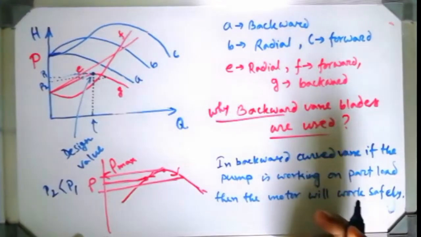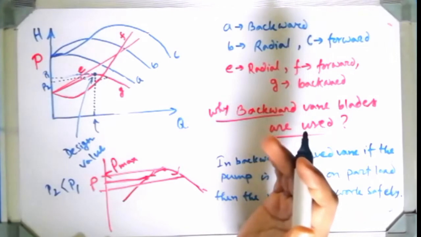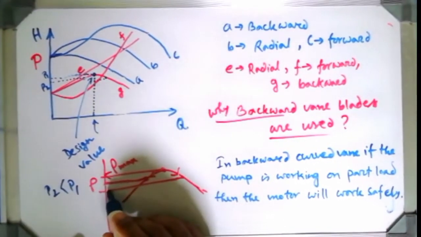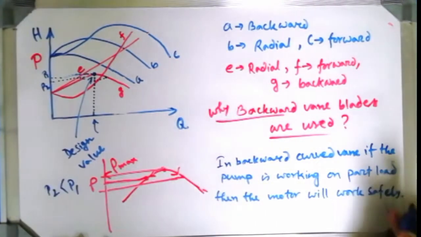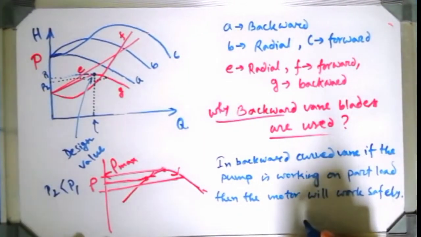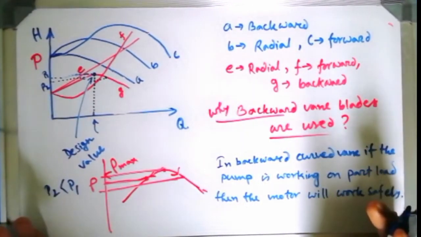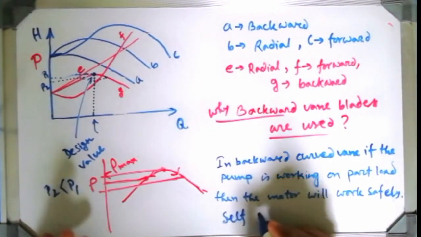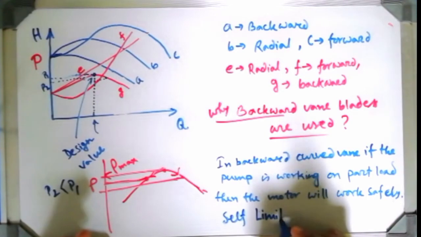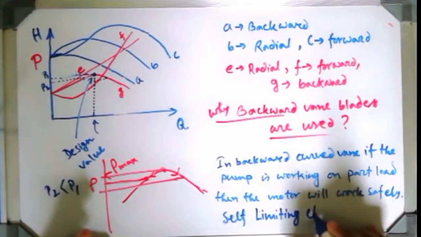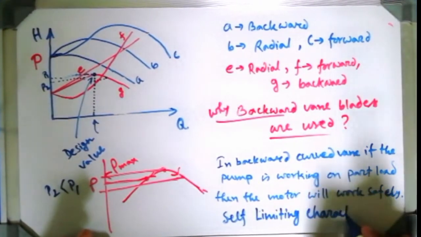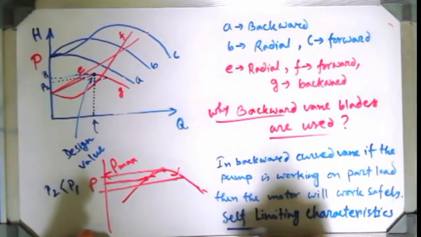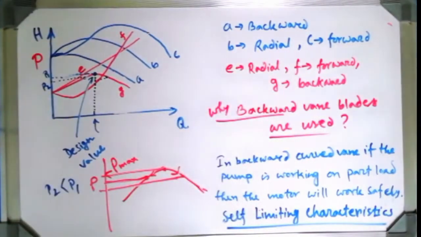Why? Because moving from the design point, still the power consumed by the pump is less than the design value. And this property, this characteristic, is known as self-limiting characteristics. Self-limiting characteristics of the pump is only possible if we use backward curved vane.